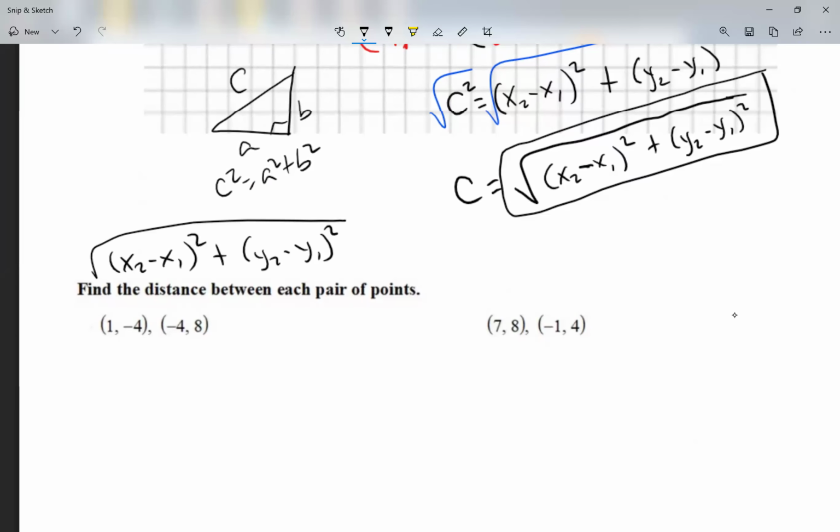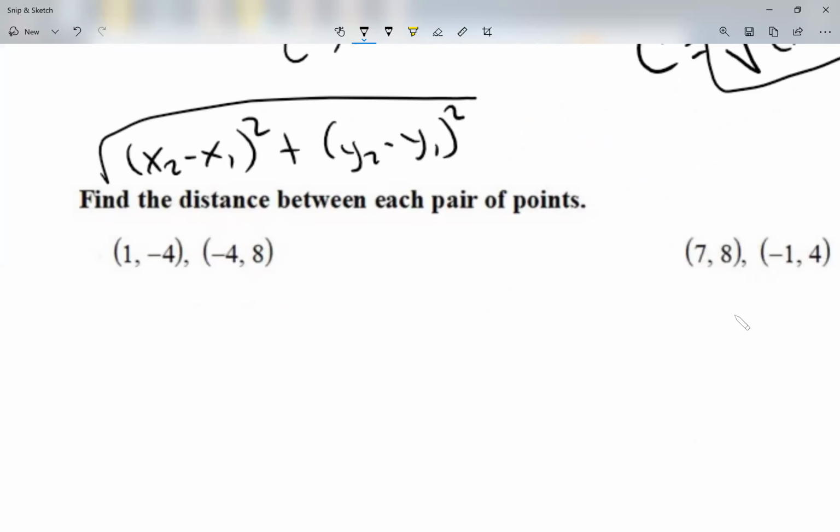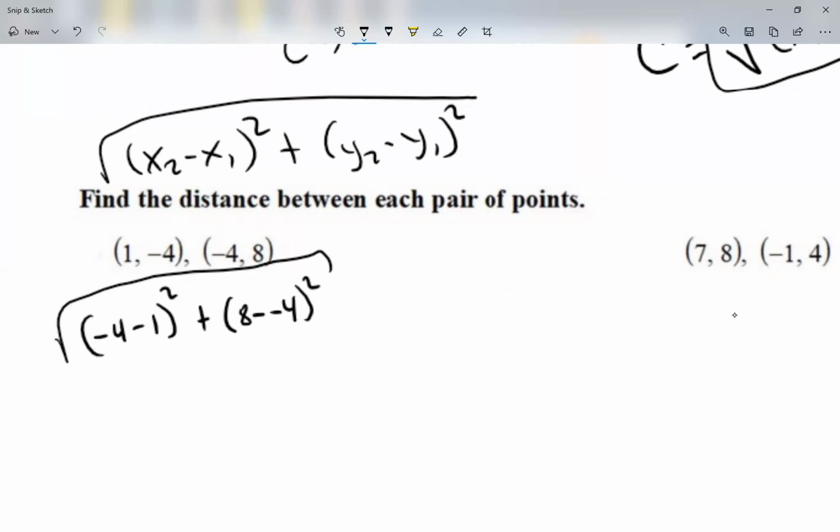Okay. So what do I mean with that? Find the distance between each pair of points. So I'm gonna go -4 minus 1 all squared. Notice how I did the second x minus the first x, plus I'm gonna write 8 minus a -4 all squared. Notice how I did the second y minus the first y. I know I have minus negative, and all this is inside a square root.